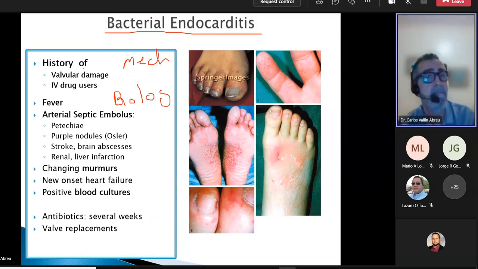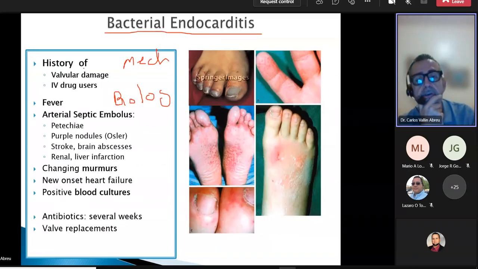The question in the exam is very simple. Do you know which one requires anticoagulant? And you're going to answer the mechanical valve. It's obvious that plastic and metal can produce clots much more than a biological tissue of an animal.